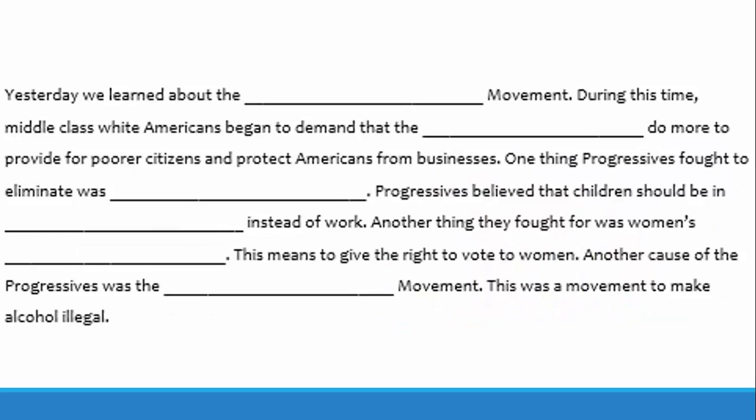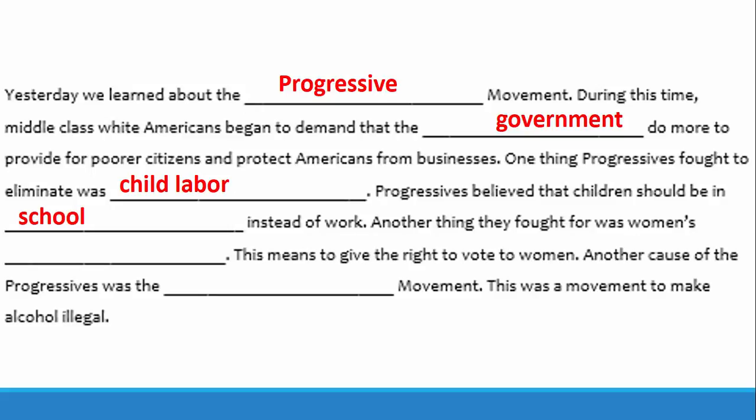All right, read your paragraph as I read aloud. If you get something wrong, make sure you fix it. Yesterday we learned about the progressive movement. During this time, middle-class white Americans began to demand that the government do more to provide poor citizens and protect Americans from businesses. One thing progressives fought to eliminate was child labor. Progressives believed that children should be in school instead of work. Another thing they fought for was women's suffrage. This means to give the right to vote to women.